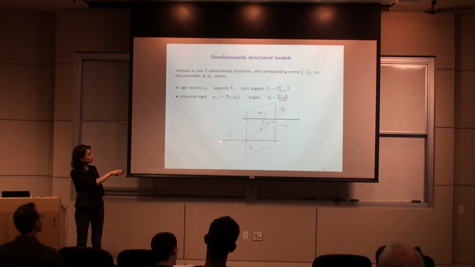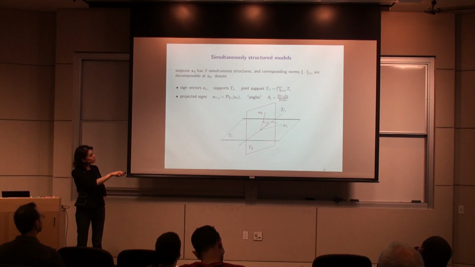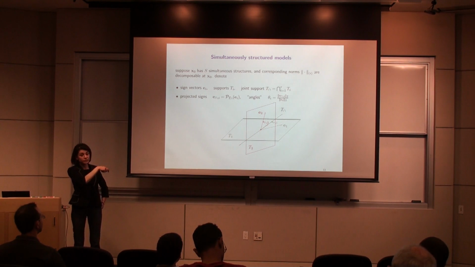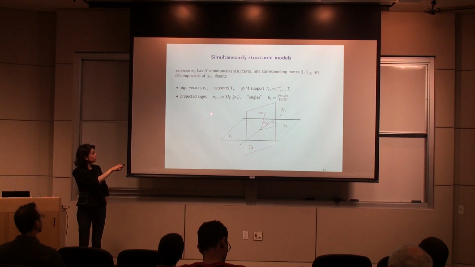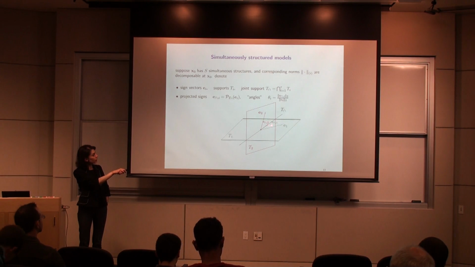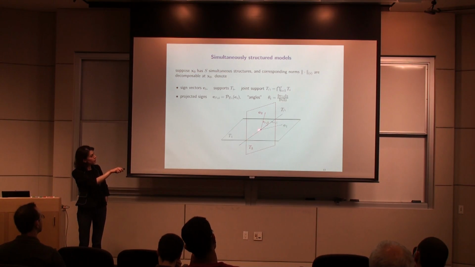For example, if norm 1 has, at the point x0, a support space T1, and with respect to norm 2 it's T2, then the intersection is this, and x0 still lies in that intersection. We denote it by T cap. We also need a couple more definitions. We project these sign vectors onto the intersection space and call them E cap 1 and E cap 2. And there's a notion of angle, which measures the angle between the sign vector and the joint subspace, basically the norm of the projected vector divided by the norm of the original vector. It's the cosine of the angle between them.